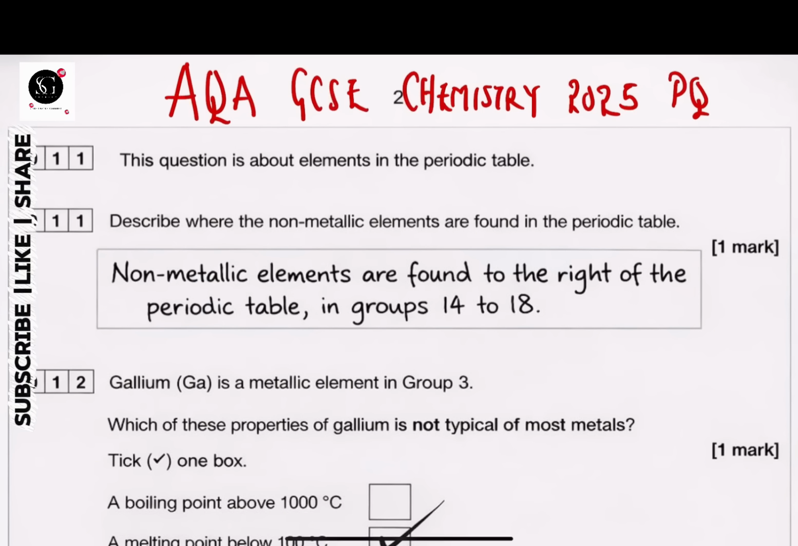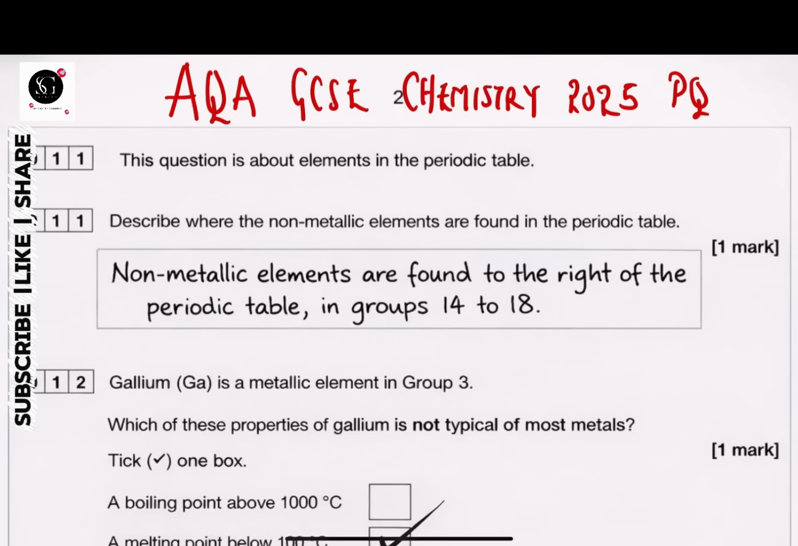So in this video, we will be solving the 2025 AQA GCSE chemistry past paper questions. So we go straight to question 1. The first question says that this question is about elements in the periodic table. Describe where the non-metallic elements are found in the periodic table. The answer is the non-metallic elements are found to the right of the periodic table in group 14 to 18.